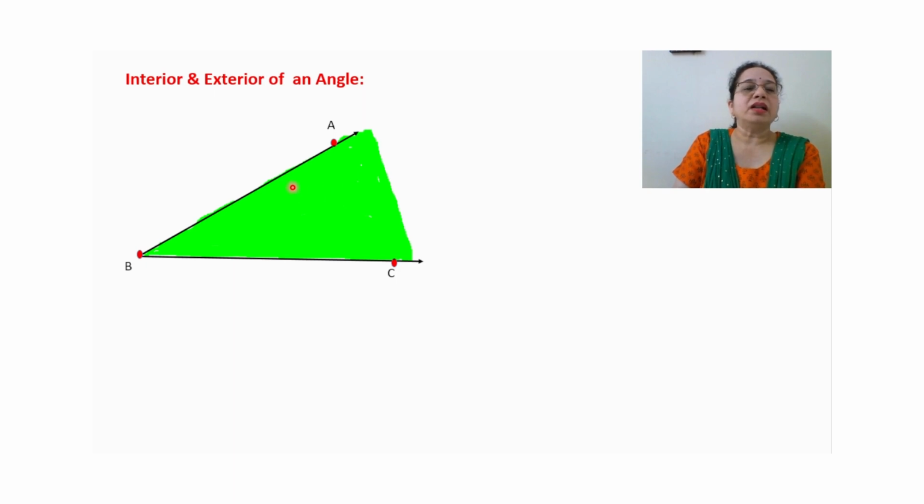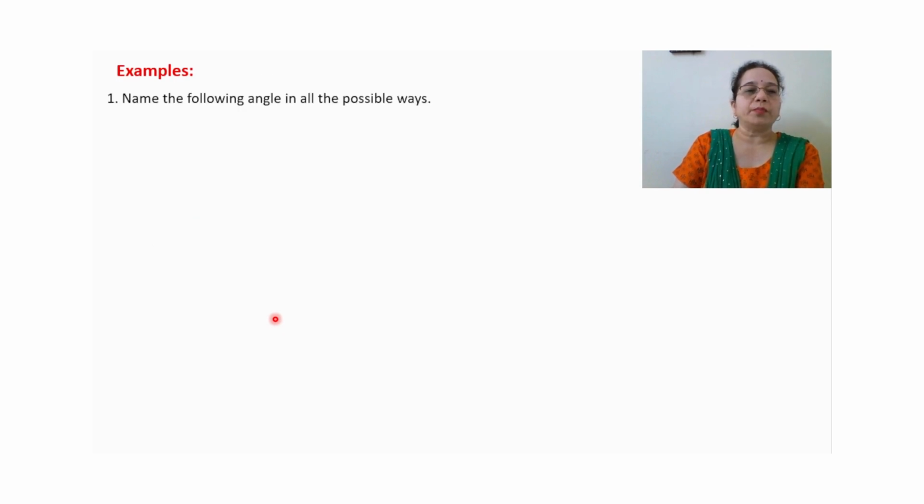Interior of the angle: the area enclosed by these two rays is known as the interior of the angle. So this green shaded part is the interior of the angle, and outside the angle, outside these two rays, is known as the exterior of an angle.